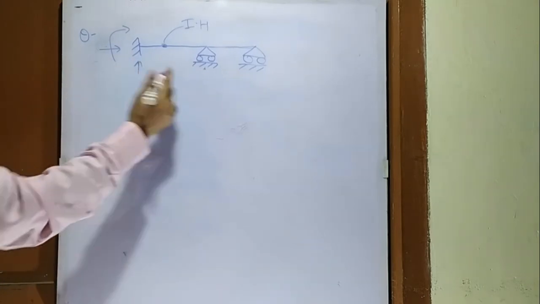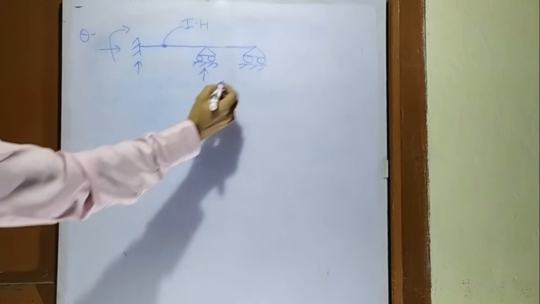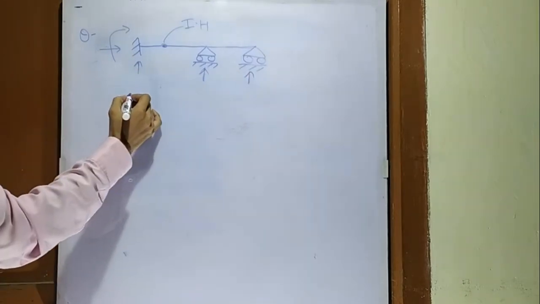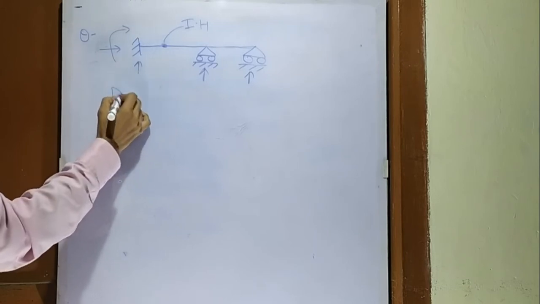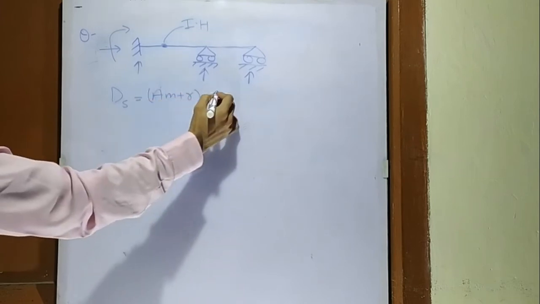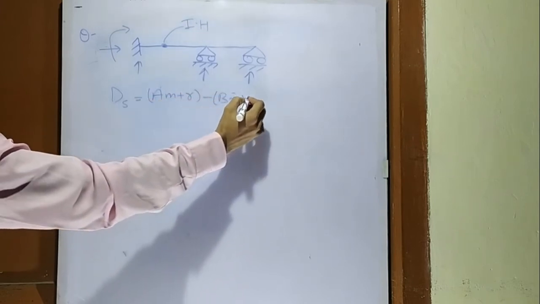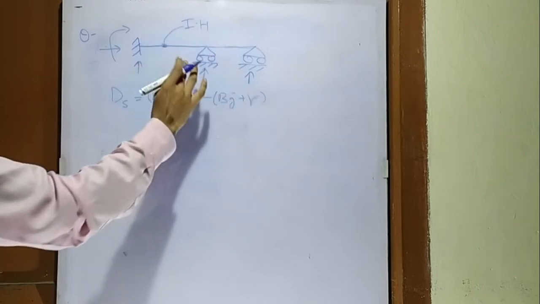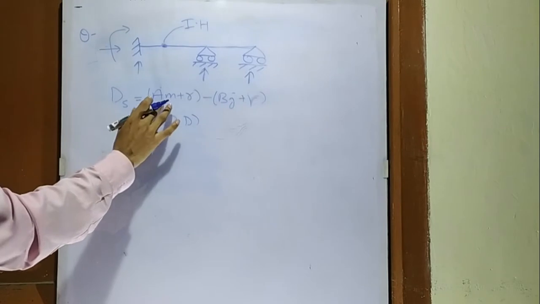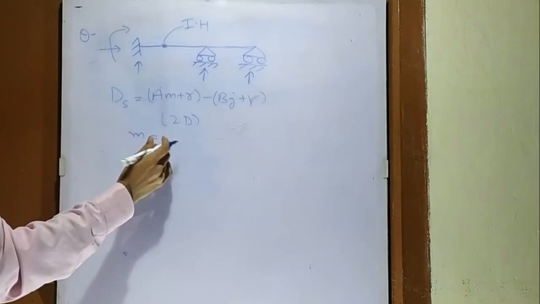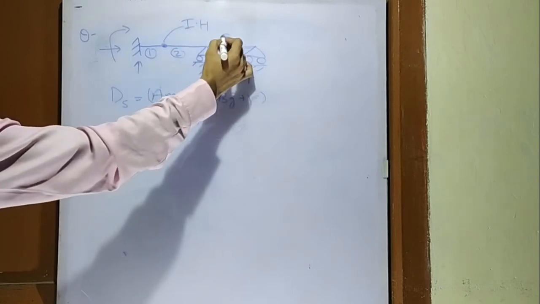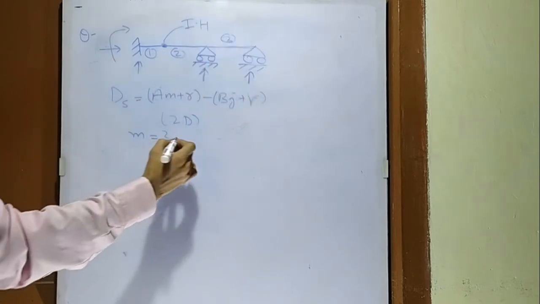There are 3 reactions at this support, 1 vertical reaction at this roller, and 1 vertical reaction at this roller. Okay, so what is the formula? ds is equal to am plus r minus bj plus gamma. This is also a case of 2D. Now we know m. What is the number of members? Number of members are 1, this member 2, and this is third member. So the number of m is 3.